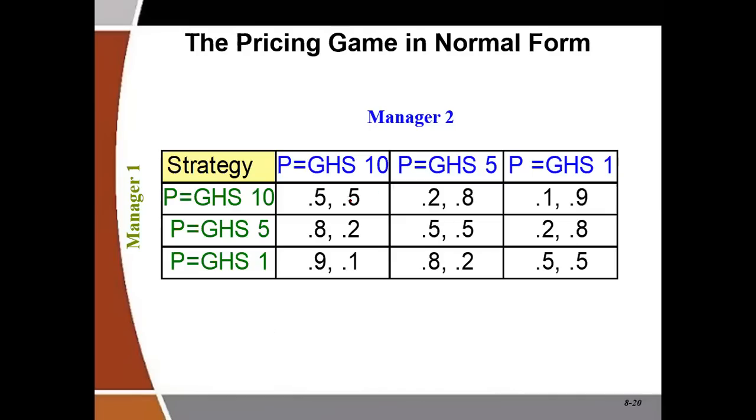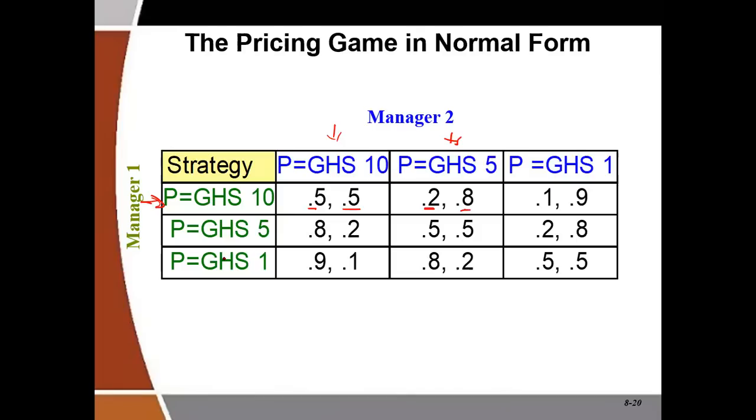Now here, this is the normal form of the game. So in this normal form, what it means is that if player 1 plays 10 cedis and player 2 plays 10 cedis, player 1 will get 50% of market share, and player 2 also gets 50% of the market share. If player 1 plays 10 cedis and player 2 plays 5 cedis, player 1 will get 20% market share, and player 2 will get 80% market share. Okay, so that is that.